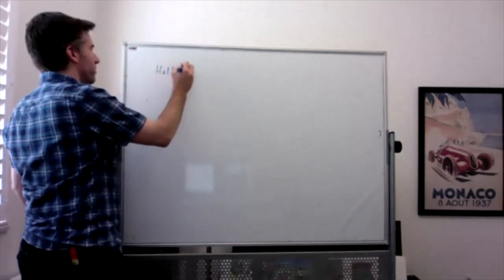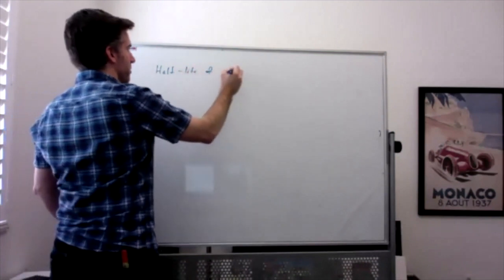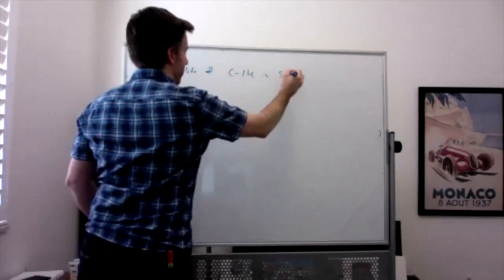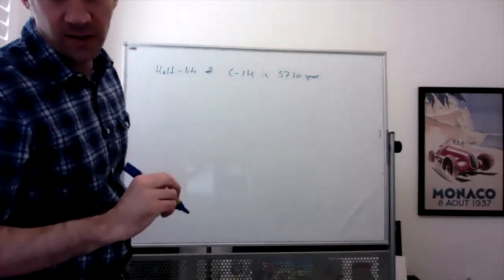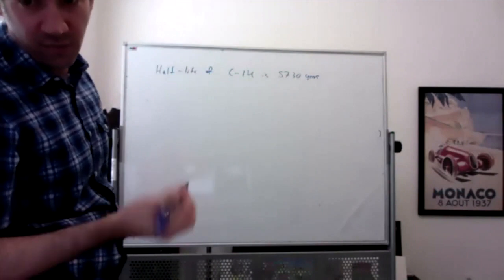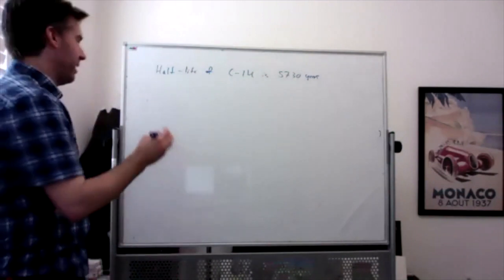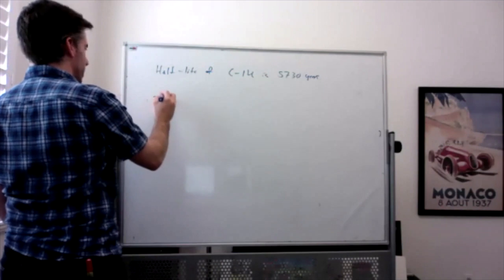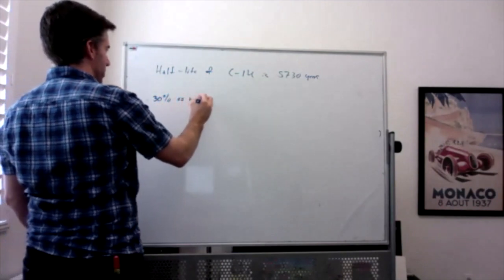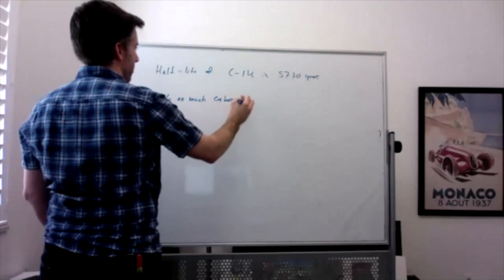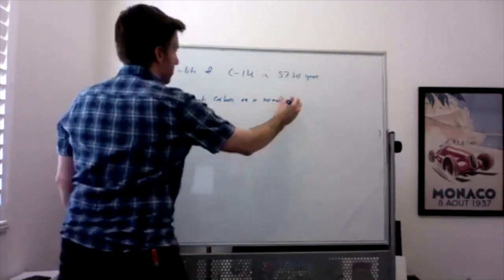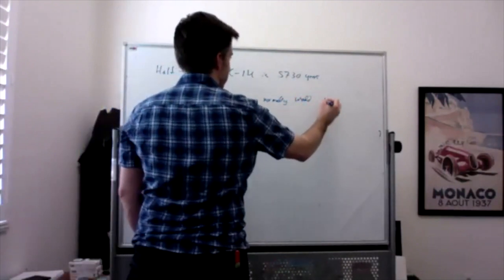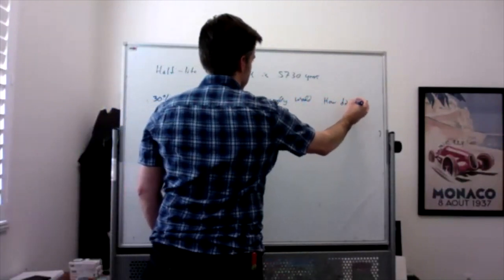So the half-life of carbon 14 is 5,730 years. And we find a piece of wood or something, I don't know, that has, let's say, 30% as much carbon as it normally would. How old is it?